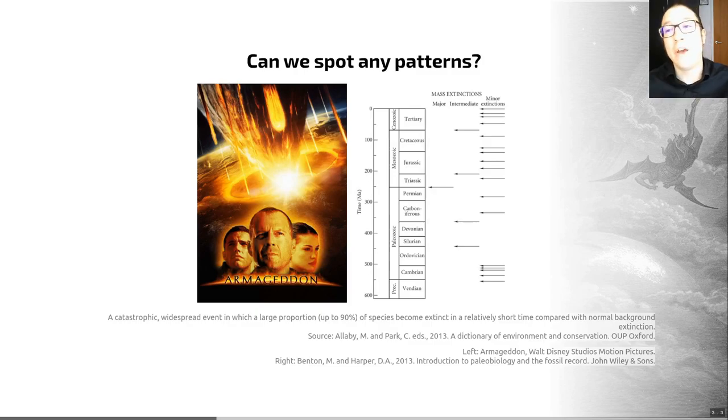Exactly how we define a mass extinction can vary. Basically, long story short, every mass extinction is different. No single event is identical. I've given you one definition on this slide here from a dictionary of environmental conservation, that's a whole different thing. This definition is a catastrophic or widespread event in which a large proportion, up to 90% of species, become extinct in a relatively short time compared with normal background extinction. That's just one and probably fairly flawed definition, because no definition happily fits all mass extinctions.